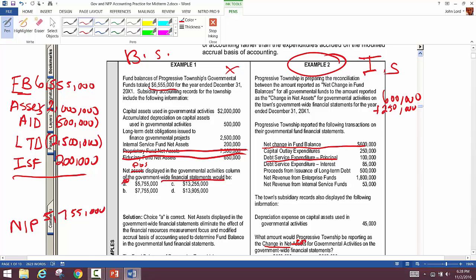Then you come down, and we have this debt service expenditures for principal. Is the payment of principal on debt an expenditure under full accrual accounting? On what planet? When you pay principal on debt, that's a debit to the liability, a credit to cash. That's a balance sheet transaction, isn't it? When you pay debt, it doesn't hit the income statement, but when you pay the principal on debt under modified accrual, we treat it as an expenditure, don't we? So we got to add that back, don't we? So that's what, 100,000?